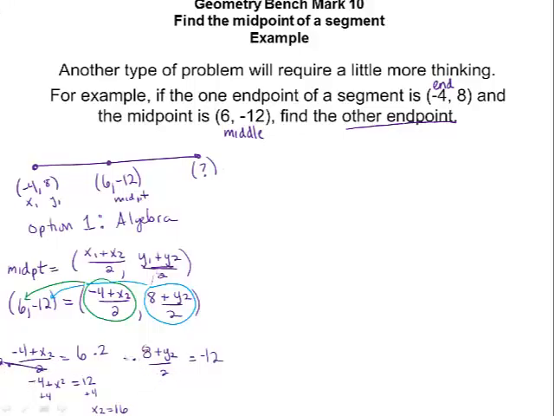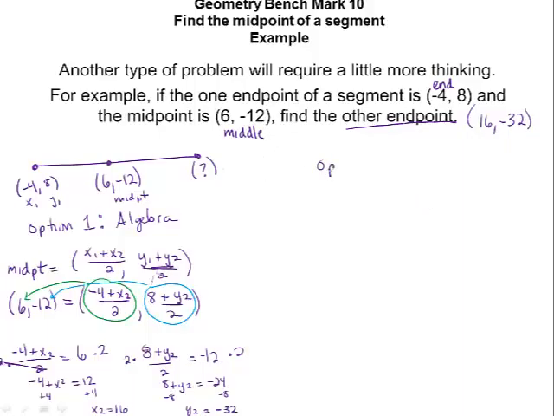And then you do the same thing over here, multiply by 2, and I get 8 plus y2 is equal to negative 24, and I subtract 8, and I get y2 is equal to negative 32. So my other end is 16, negative 32.